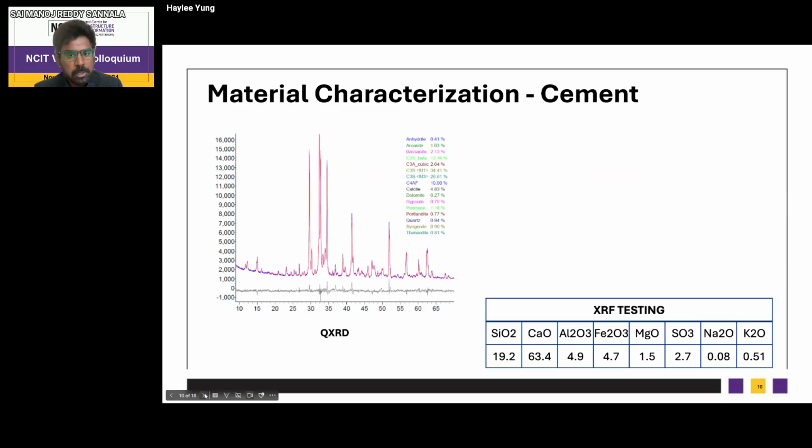The cement is characterized using quantitative X-ray diffraction studies and XRF testing, where we get a clear picture of the mineral composition of the cement material and what properties are influenced by this cement. The same is carried out for the material characterization of aggregate. Next slide.